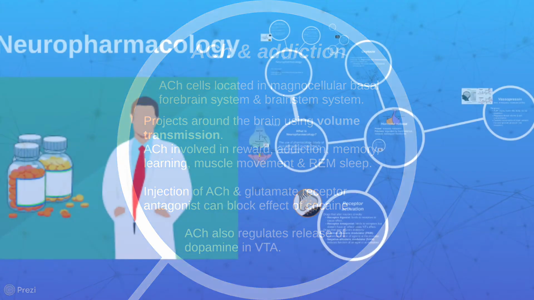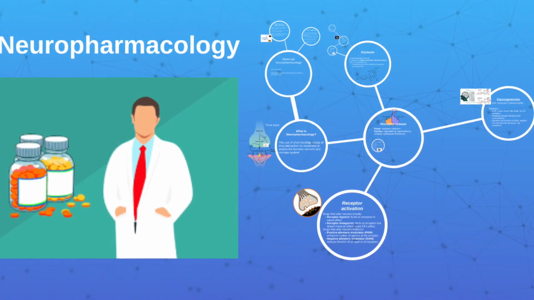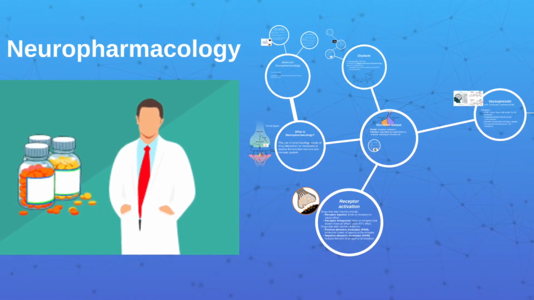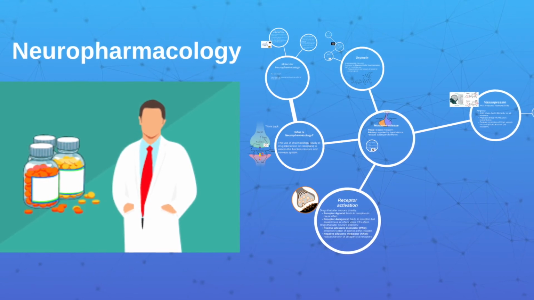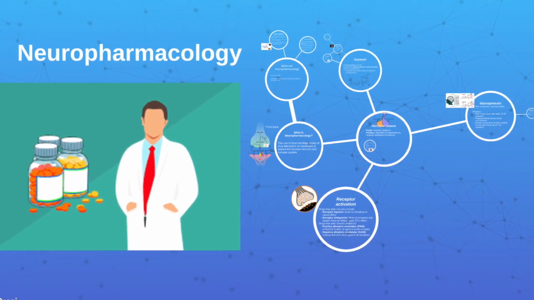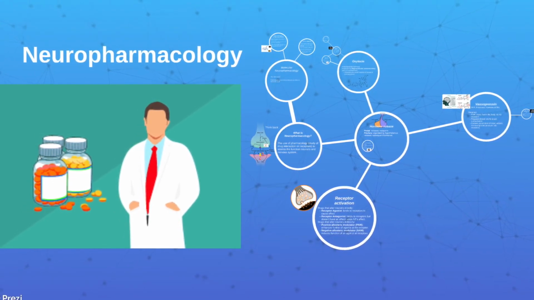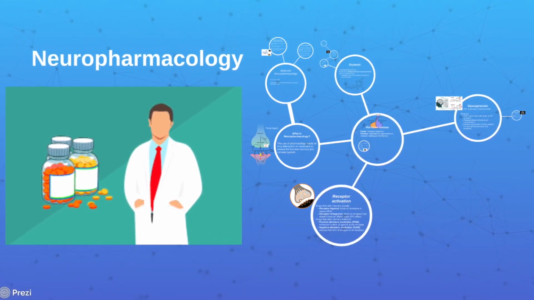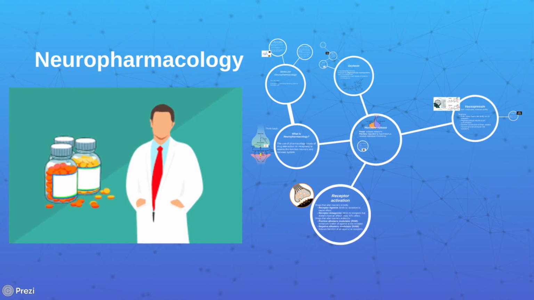And yeah, this is neuropharmacology. So in summary, we looked at what is neuropharmacology, how hormones are released, receptor activation, oxytocin, vasopressin, molecular neuropharmacology, and fast scan cyclic voltammetry as a technique used, as well as ACh and addiction.